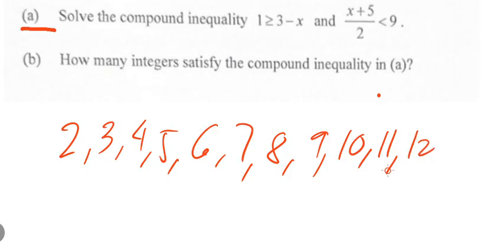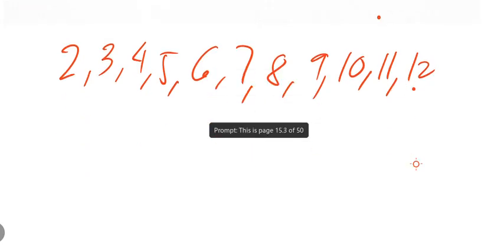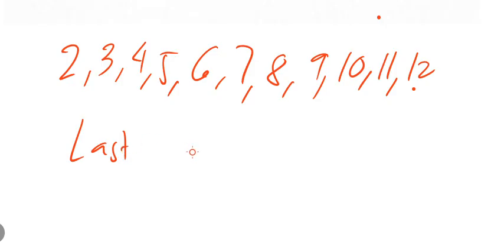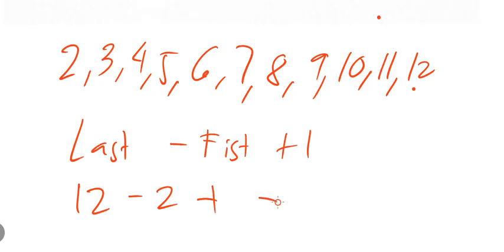Now, let's try to find out here. Let's count them. So we're going to use our formula: last minus first, then plus 1. So that's 12 minus 2 plus 1. That's going to be 11 of them.